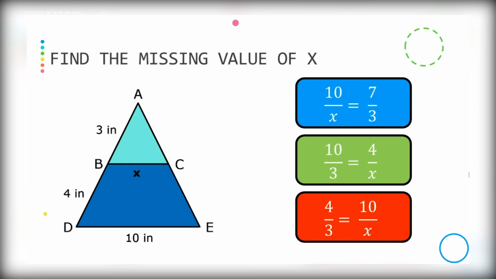And now it's your turn to find the missing value of x. You have two overlapping similar triangles. You're going to have a couple of seconds to find the correct answer.